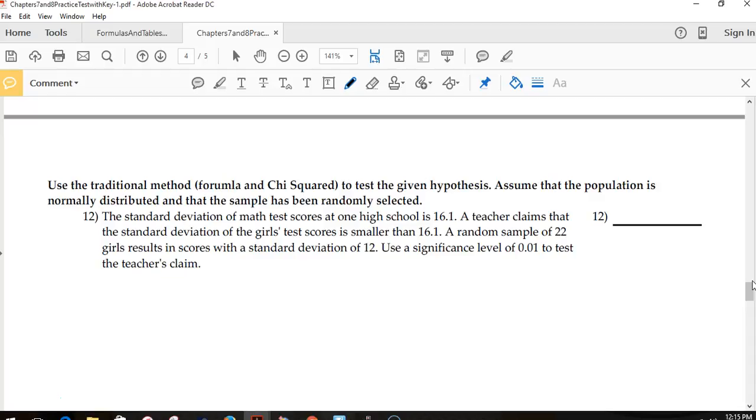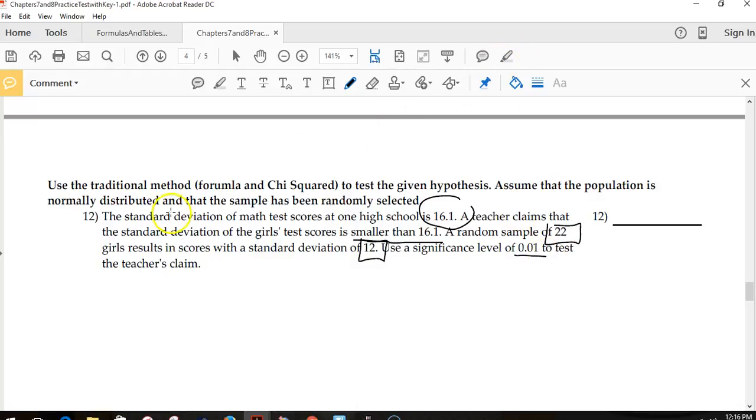The standard deviation of math test scores at a high school is 16.1. A teacher claims that the standard deviation of the girls' test scores is smaller than 16.1. Use a random sample of 22 girls. Results in scores with a standard deviation of 12. Use a 0.01 significance level to test the claim.